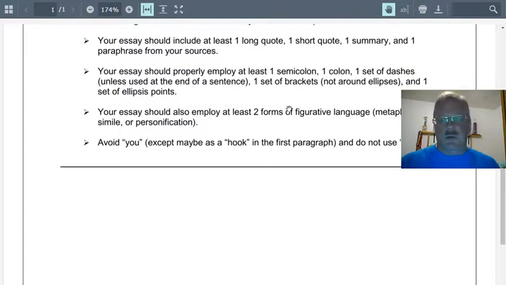Should include a long quote, short quote, summary, and paraphrase. Should have all the fun punctuation, some figurative language, which you'll probably just do naturally as you write.